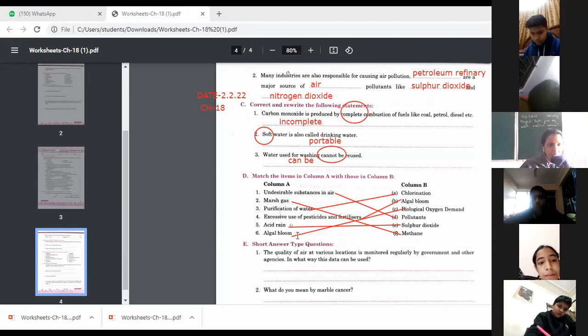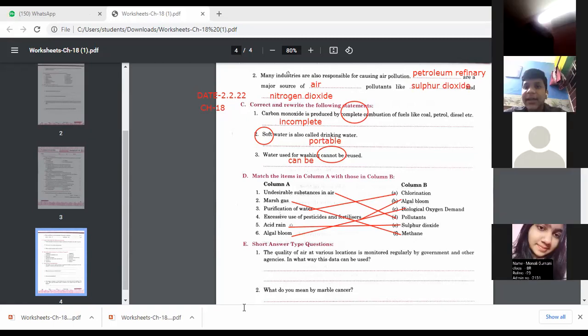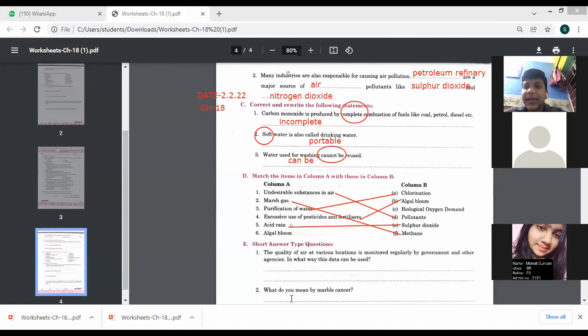Harshit Tyagi, your camera is off. I am not able to see you. Priya Pandey, Samrit, so many times I told you. Harshit Singh, Shaurya Dondial, Monali, Naman. I hope you have written the answer of this question.